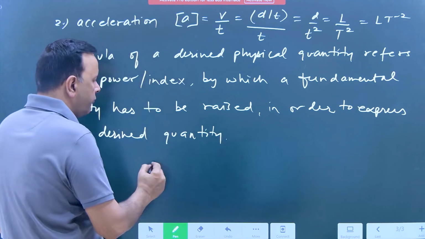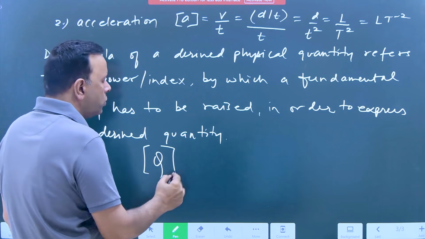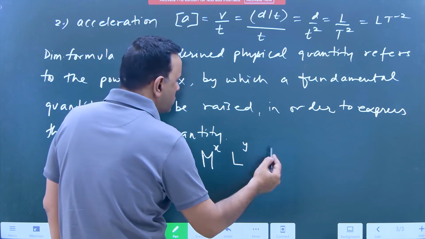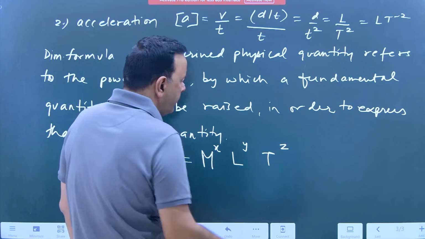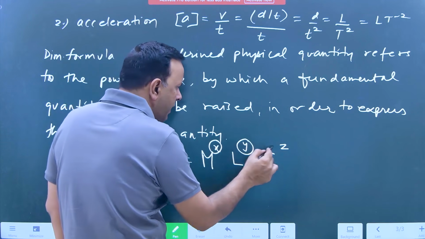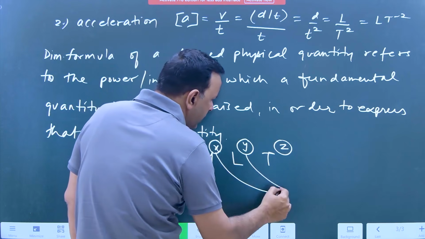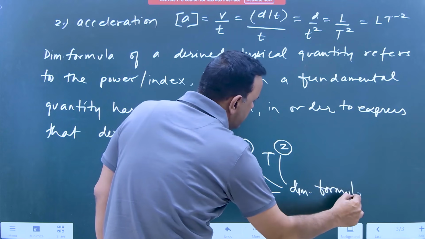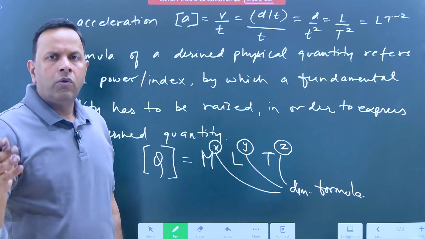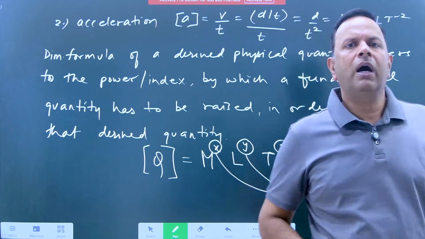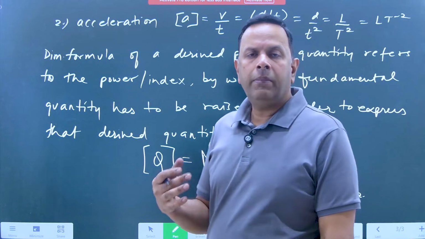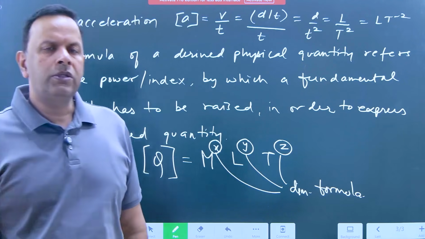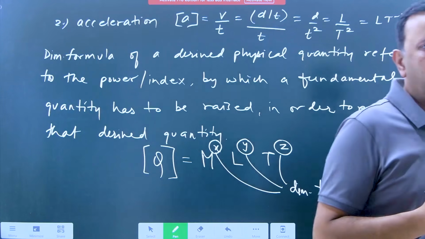So in general, for any physical quantity, let us say Q, if I say the dimensional formula is m raised to x, l raised to y, t raised to z, these x, y, and z represent the dimensional formula. Our main emphasis is on these powers. For two physical quantities, if these powers are the same, I will say the dimensional formula is the same. If the powers are different, I will say the dimensional formulas are different.